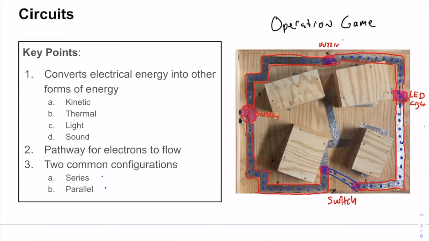Alright, so as a quick recap, what are circuits? Circuits are devices that convert electrical energy into other forms of energy. They're loops of metal, typically, that provide a path from the negative terminal of a battery to the positive terminal, or as we'd prefer to say, high concentration of electrons, high voltage to low voltage, low concentration.